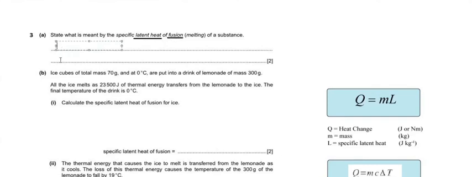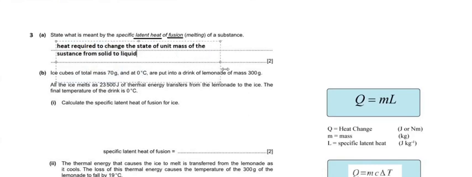So what is the definition of the specific latent heat of fusion? We can write down, it is the heat required to change the state of unit mass of the substance from solid to liquid, or vice versa. You can also change it from liquid to solid.